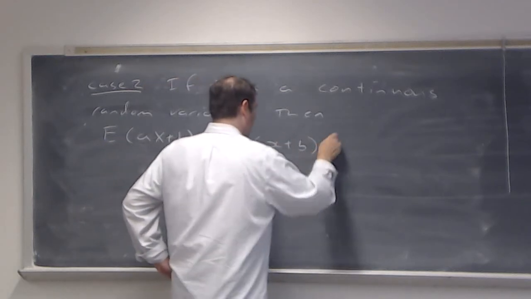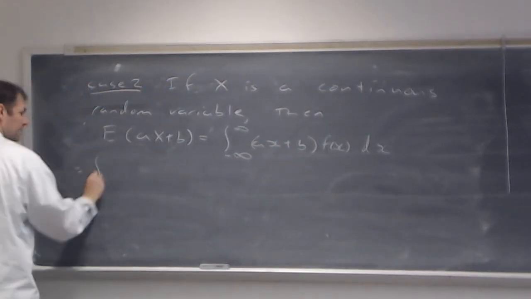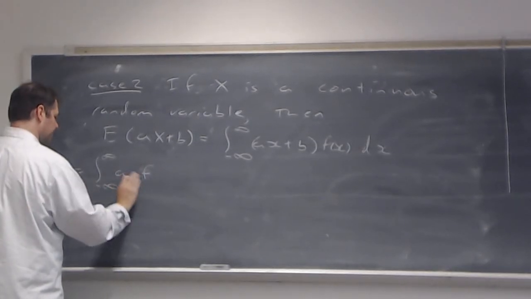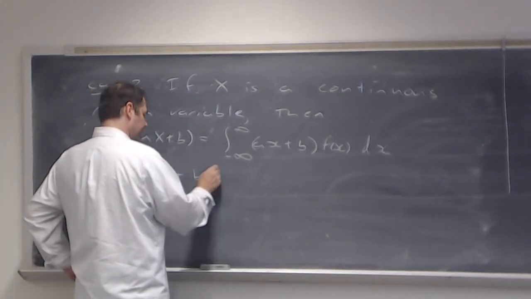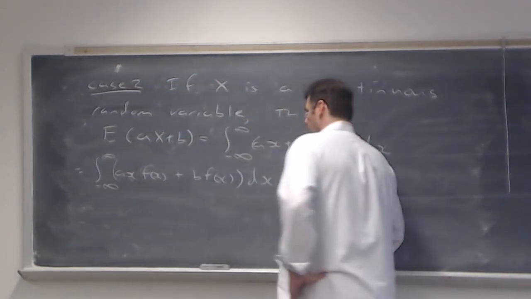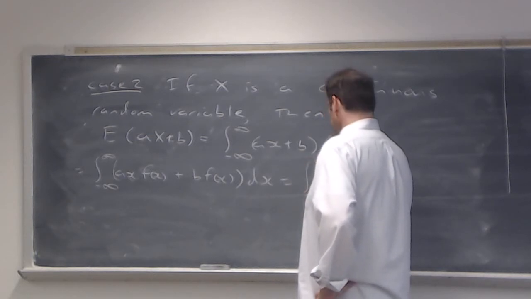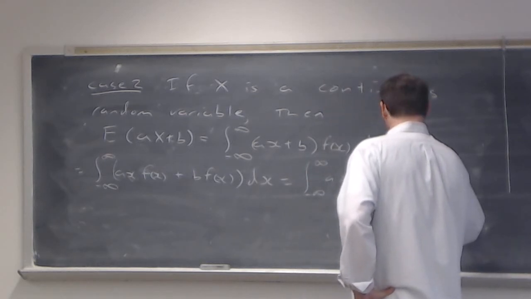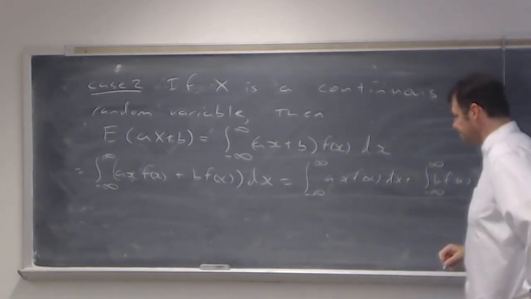Which we'll say is the integral from minus infinity to infinity of (aX plus b) f of x dx. So I'm going a little slower on this one, for which I will now insert one more step than I did in the previous case. I can break this up into two integrals, the integral of aX f of x dx plus the integral of b f of x dx. Of course, we're running from minus infinity to infinity.